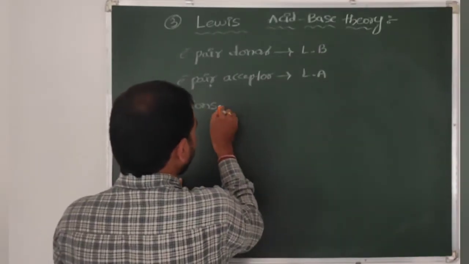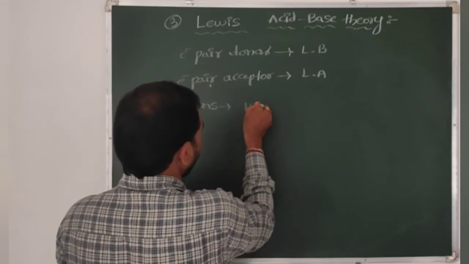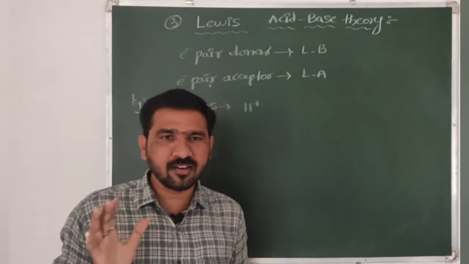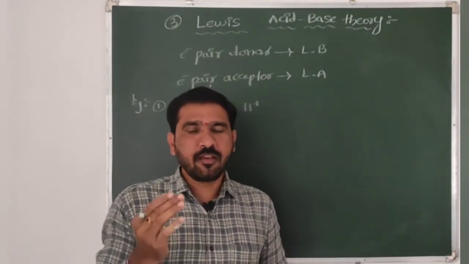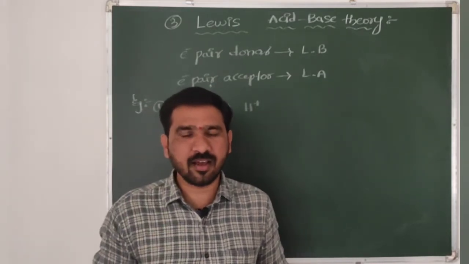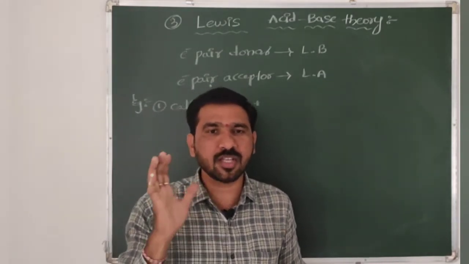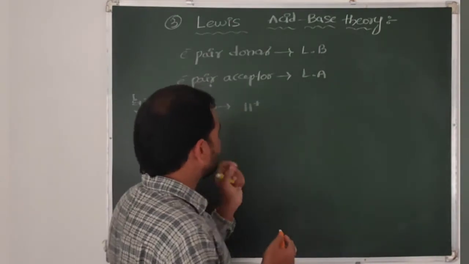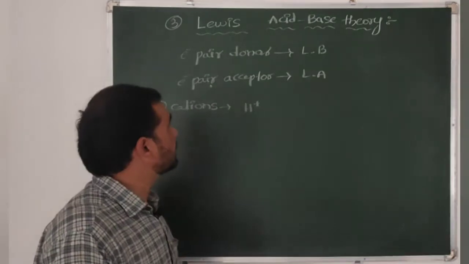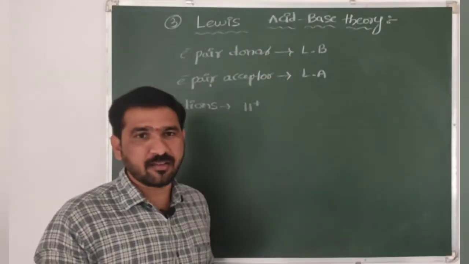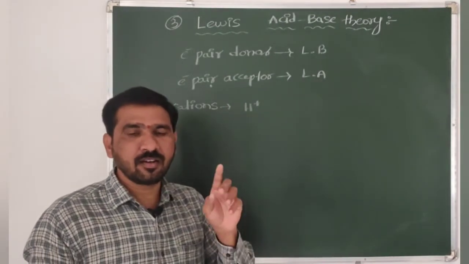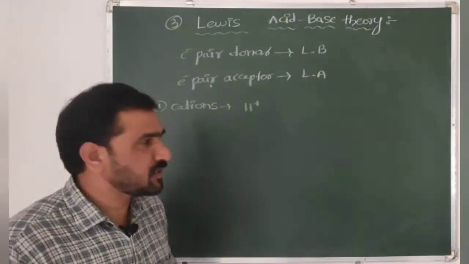For example, take H plus. There are no electrons in H plus, which is why it is called a proton. If it accepts one pair of electrons, it attains the doublet helium electronic configuration, which is more stable. So it readily accepts an electron pair, based on the Lewis acid-base theory. This cation H plus is considered a Lewis acid. Is it clear?